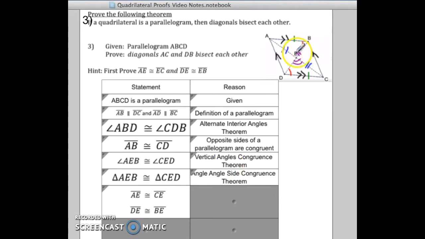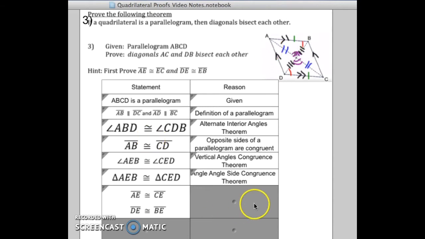So it's going to be a little bit hard to mark that. Let's see if I can though. 1, 2, that's my third set of sides. Matching the segments.